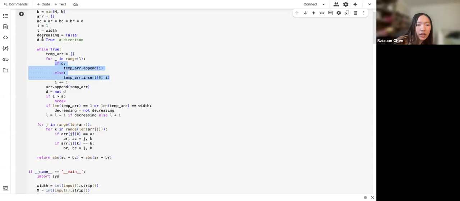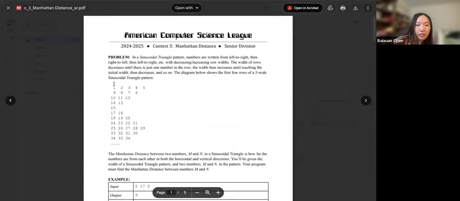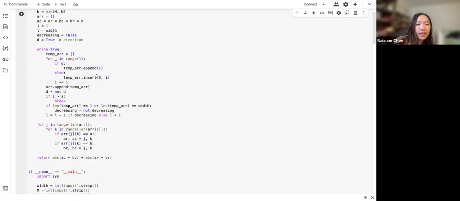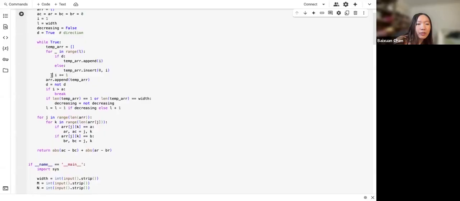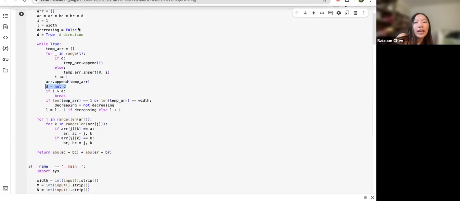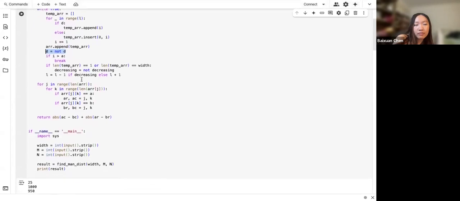So then the D variable is to keep track if we have to add it to the end or insert it in the beginning. So for example, for the first row, we add the next number to the end and the next number and so on. And the second row, we want to add the new numbers to the beginning of the array. And then we also have to increment the index that we're looking at. So we start with 1 and then we just go on. And then we just append the temporary to the array. And then we make the opposite because if we're increasing, we want to start decreasing. And if we're decreasing, we want to start increasing.